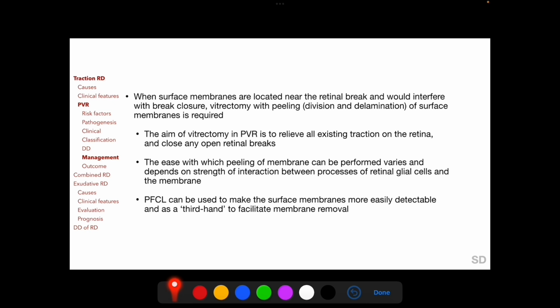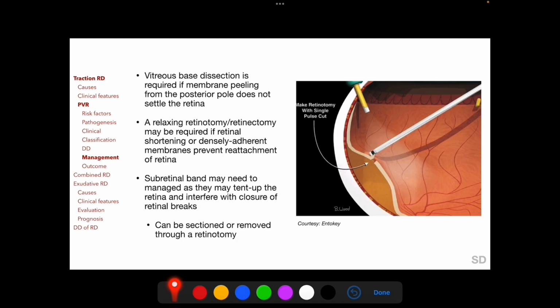But in most cases of PVR with RRD, vitrectomy with peeling, that is removal of surface membranes, is required because in most cases surface membranes are located near the open retinal breaks and interfere with closure of the breaks by scleral buckling alone. The aim of vitrectomy in PVR with RRD is to relieve all existing traction on the retina and close any open retinal breaks, and the peeling of surface membranes can be facilitated by using perfluorocarbon liquid, which makes the surface membranes more easily detectable and acts as a third hand during removal of these membranes.